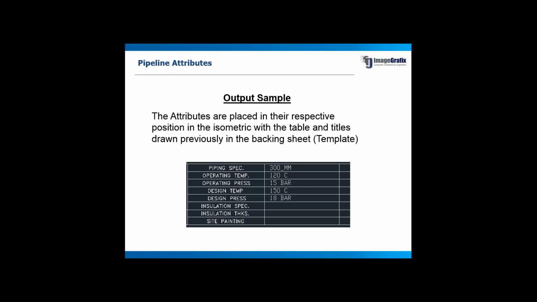So in that template you can make a tabular column, and also in the image shown here, which is named piping spec, operating temperature, operating pressure, design temperature, and so on. Like that you can make the template, and this piping spec, operating temperature, operating pressure are all pre-entered values, made by using the normal text command, where you can type those things and keep it ready according to your requirement here.